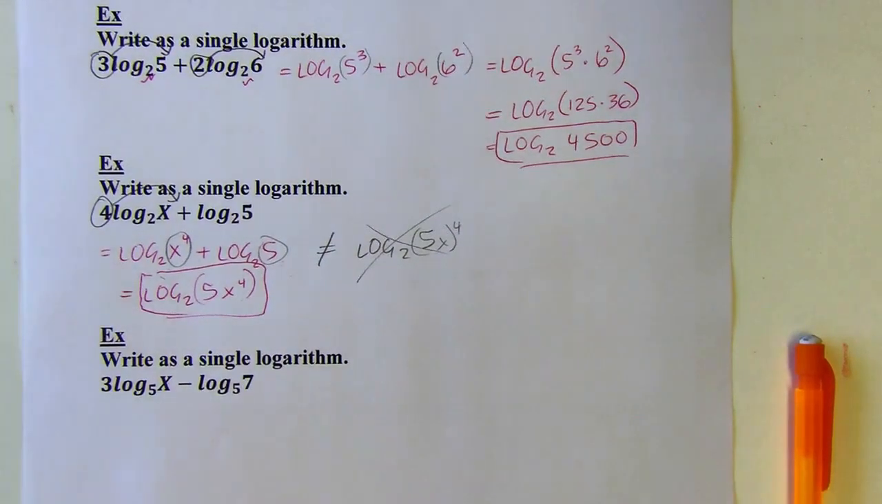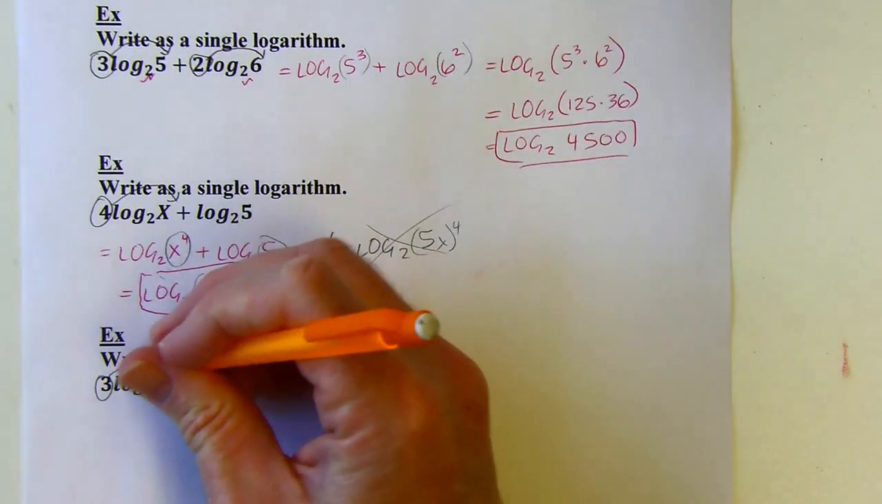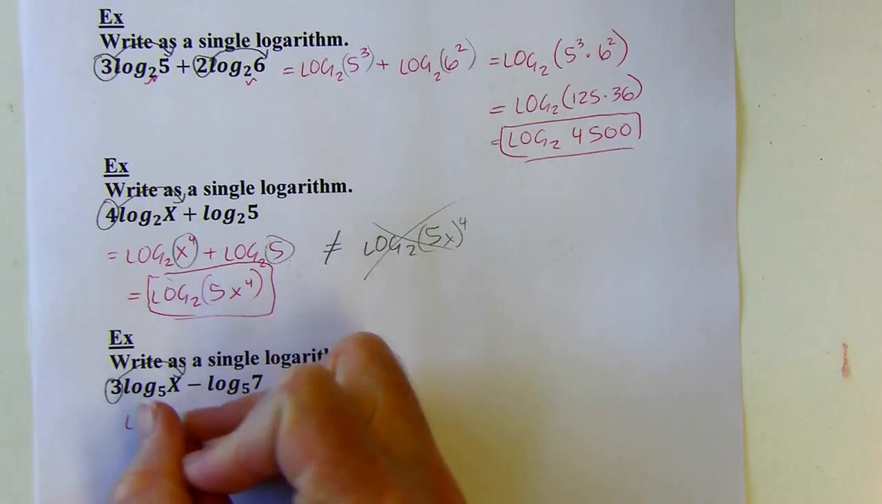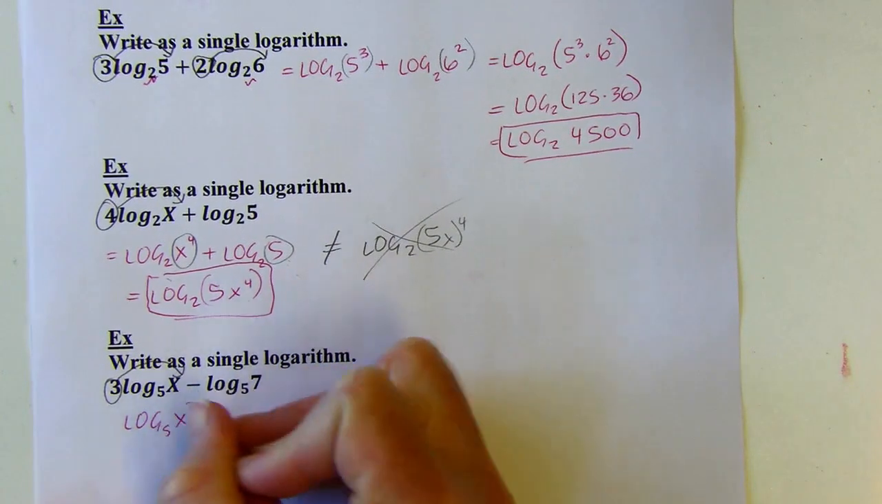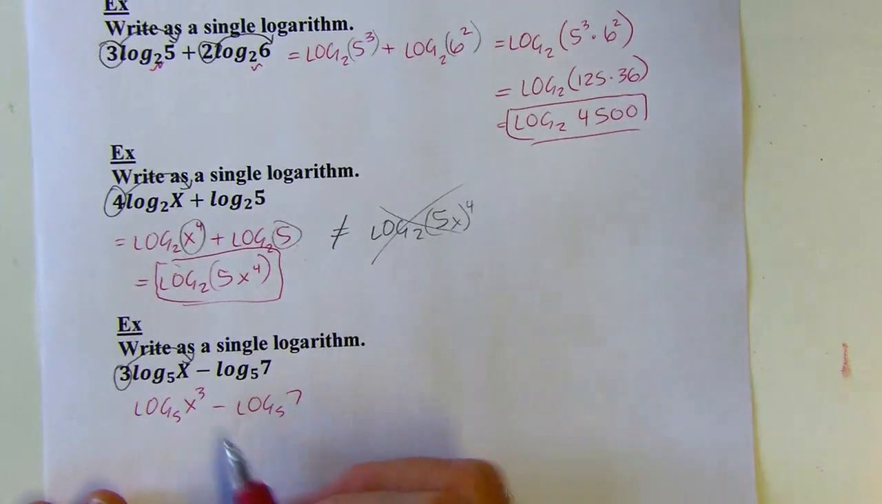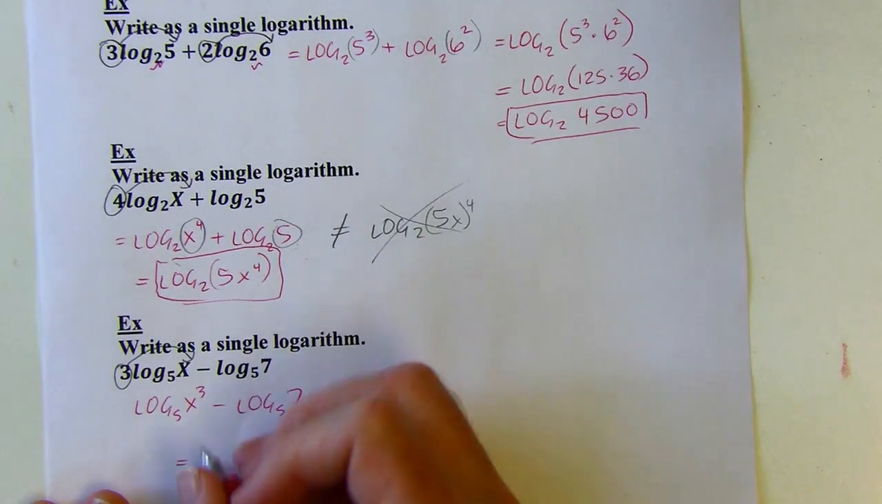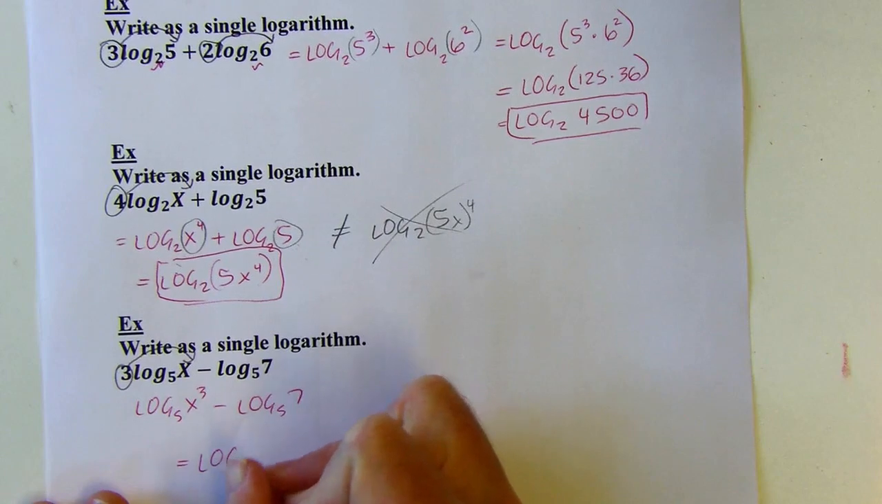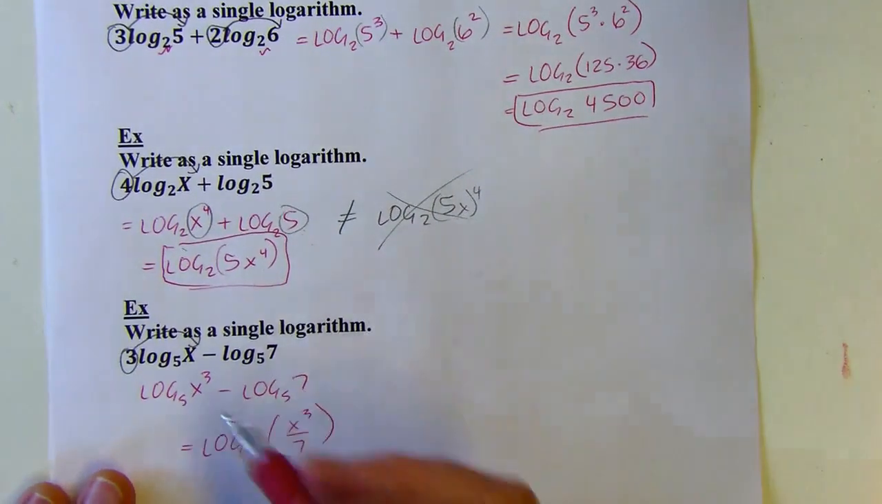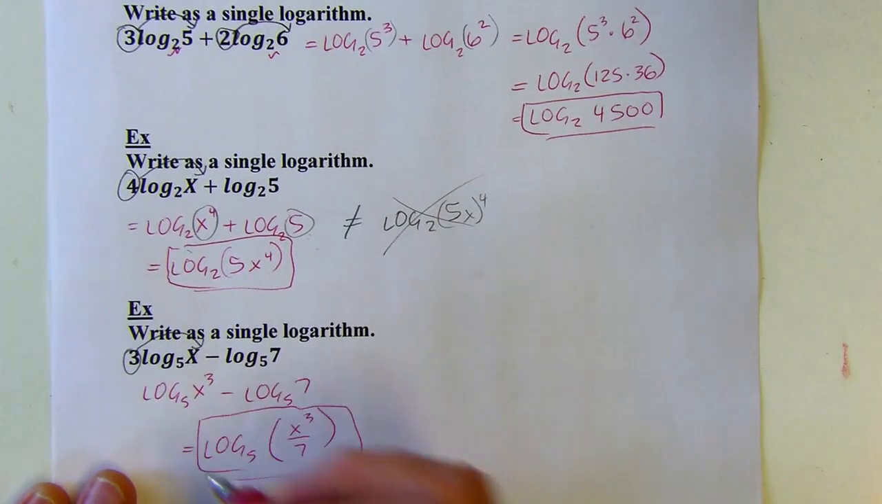So one more here. So I see, oh, we've got a coefficient. Let's move that out of the way. The second log doesn't have a coefficient. Okay, and then since this is subtraction, I'm going to divide the contents when I combine. And I can't simplify the fraction anymore, so this is good to go.